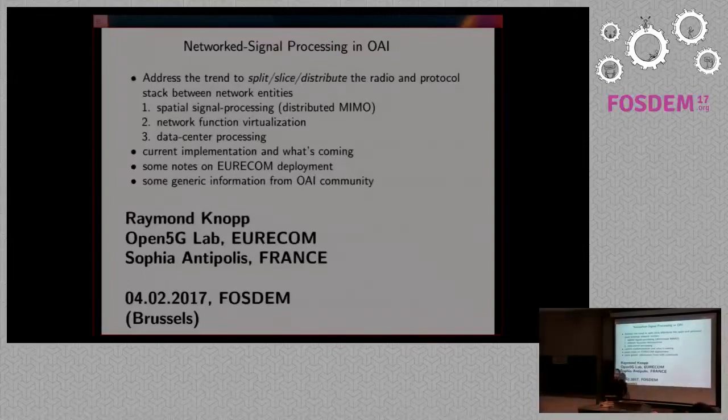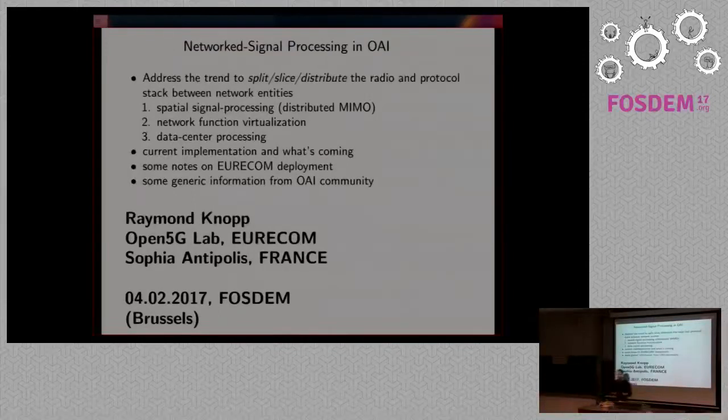So I work at Eurocom in Sophia-Antipolis, which is in the south of France. We have a new name for our lab. It's called the Open 5G Lab. What I'm going to do is talk a little bit about some of the things we're doing in Open Air Interface for network signal processing. I don't know if everybody here is aware of Open Air Interface. It's one of the open source projects that develops both eNodeB and UE implementations that run on USRPs and on other platforms as well. And I'm going to talk about some of the stuff that's been going on in, I'd say, the last 6 months on how we're changing the architecture a little bit to address some of the research goals that are going on in 5G systems.